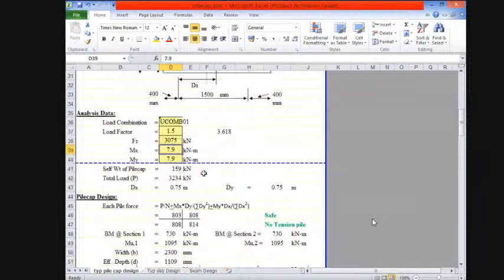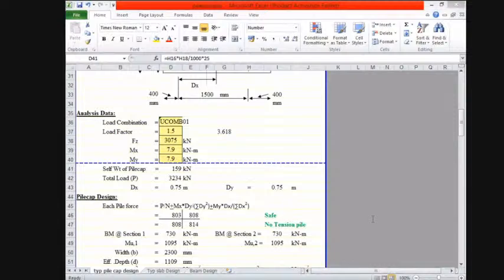Then next one is the self weight of the pile cap. That pile cap also you have to consider. Self weight of the pile cap is nothing but your length into width into thickness into 25. So you have to consider the self weight of the pile cap. Then next one is total load. Total load is nothing but the axial force of the column plus the self weight of the pile cap. Both loads you have to add.